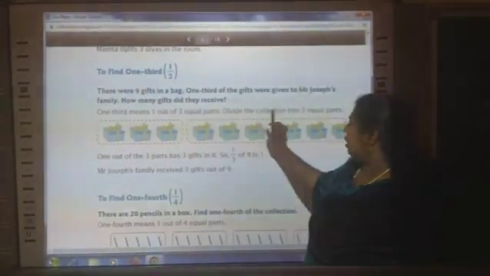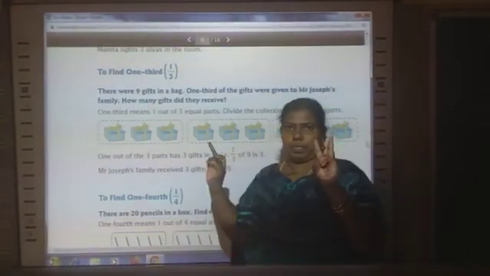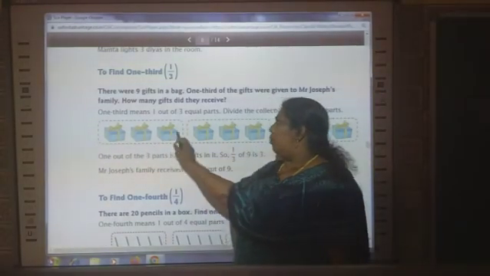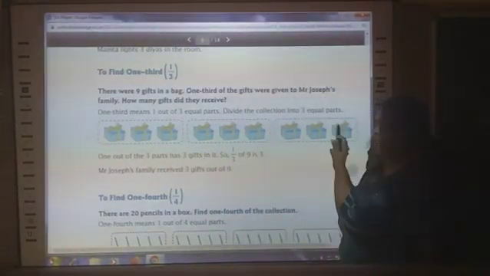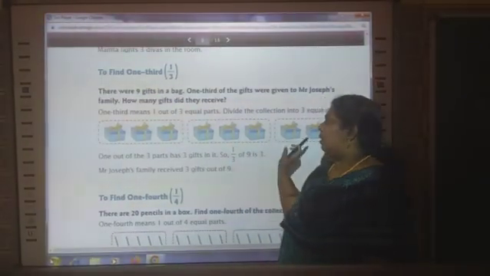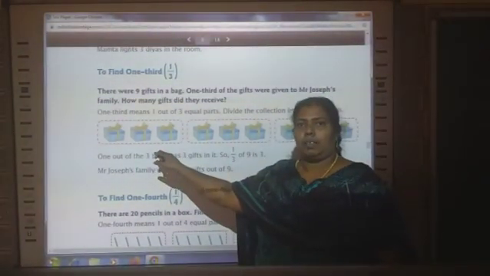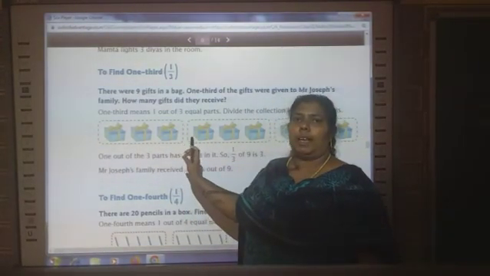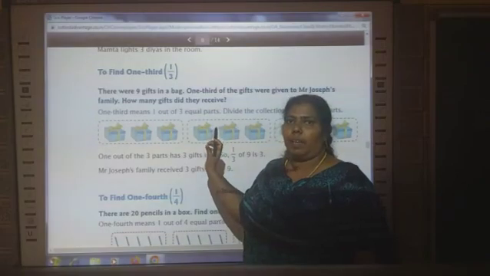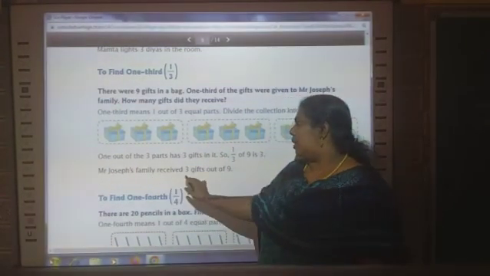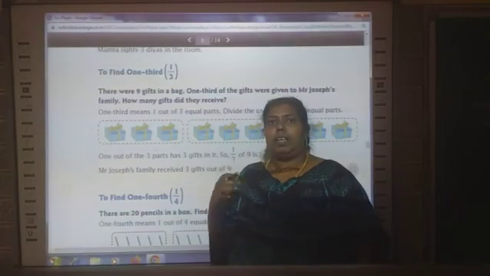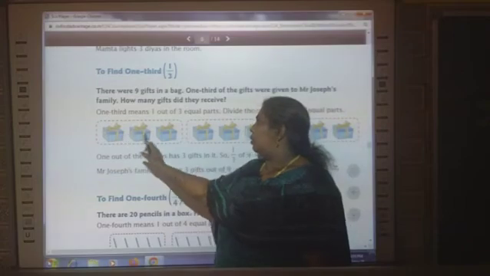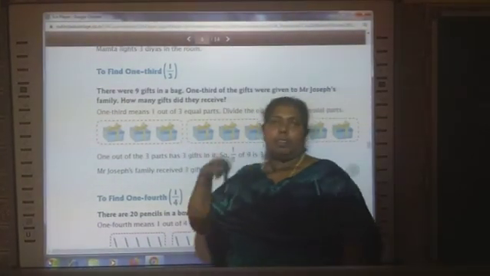1/3 means here you have to divide the collection into how many groups? 3 groups. So the total number of gifts is how much? 9. So this is one group, this is another group, this is the third group. Each group has how many gifts? 3. So 1/3 of 9, where 9 is the total number of gifts. Mr. Joseph's family received how many gifts? One group of gifts. That means in each group how many gifts are there? 3 gifts. See here 1, 2, 3. In each group 3 is there.